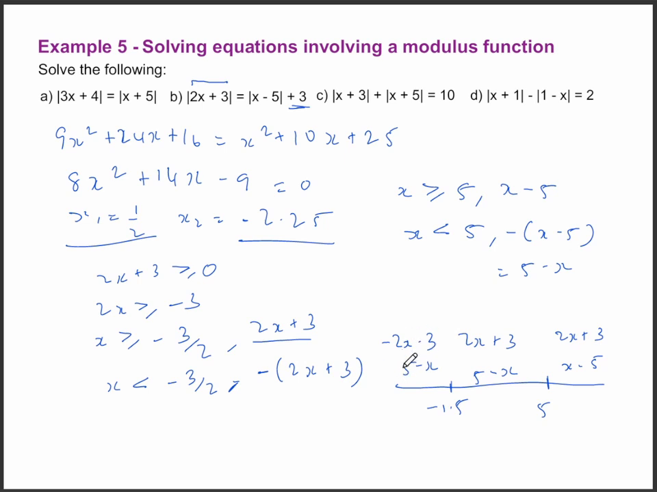And so we want these scenarios that are there, right? So the first scenario is -2x minus 3 equals 5 minus x plus 3, and solve that. Then you want 2x plus 3 equals 5 minus x plus 3 for the second one. The third one, you want 2x plus 3 equals x minus 5 plus 3, and you solve each of them.